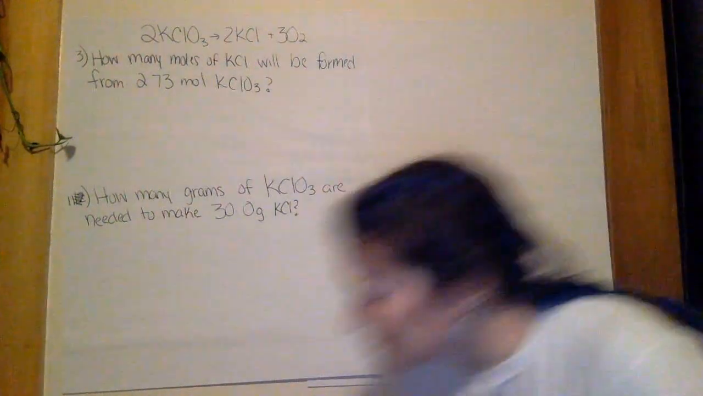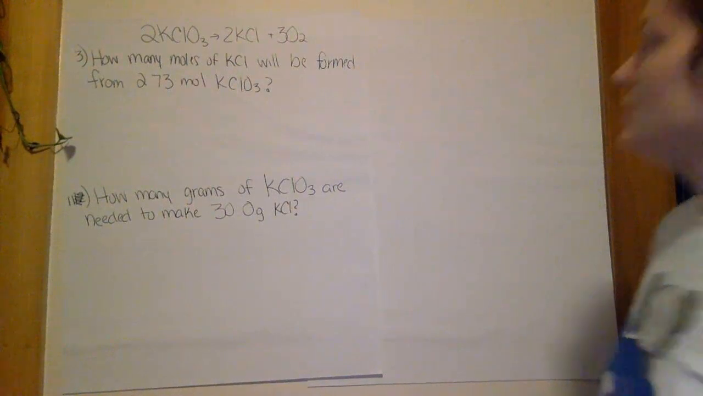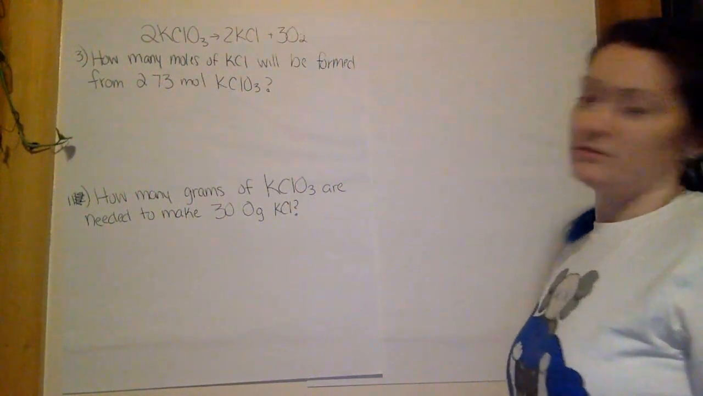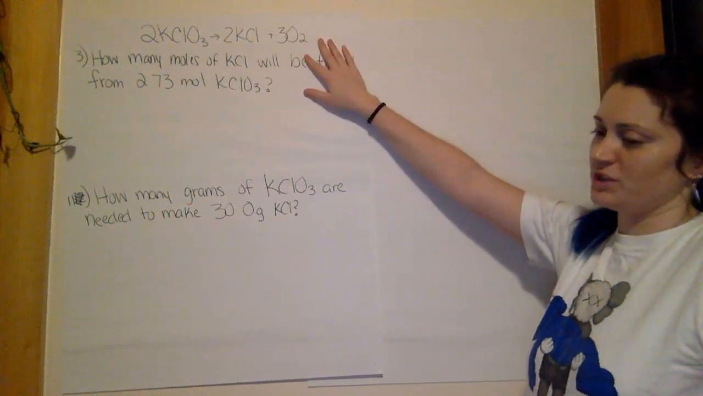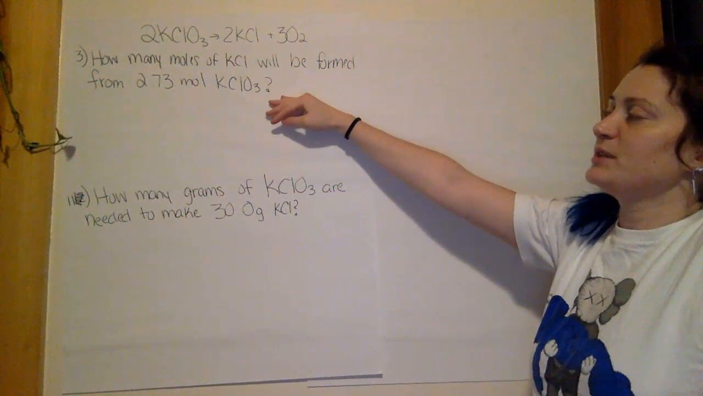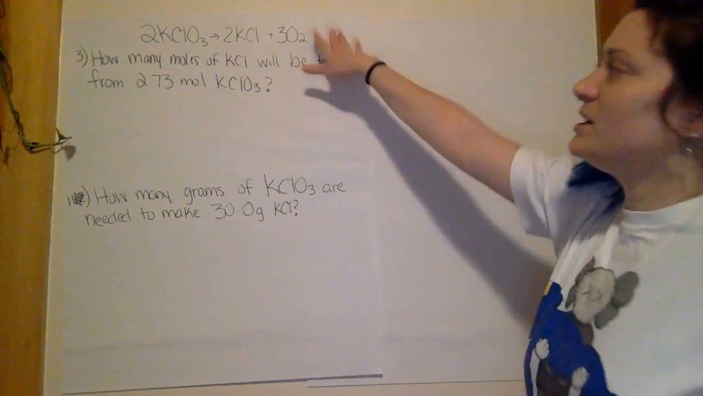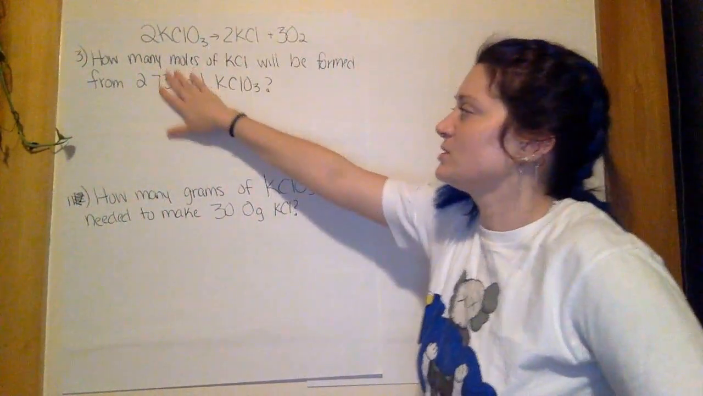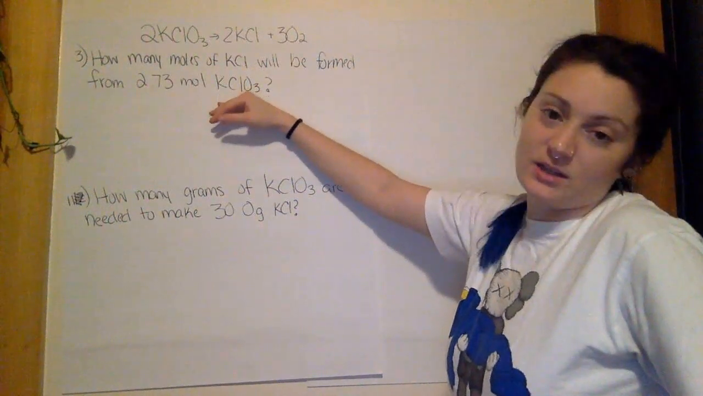All right, so we're going to start with the easiest type of problem. Let's look at question number 3 from the worksheet that I'm posting. These are from the worksheet that you have. How many moles of KCl will be formed from 2.73 moles of KClO3? They gave you the equation here, very straightforward. They're just asking you for a conversion between moles of KCl and KClO3.